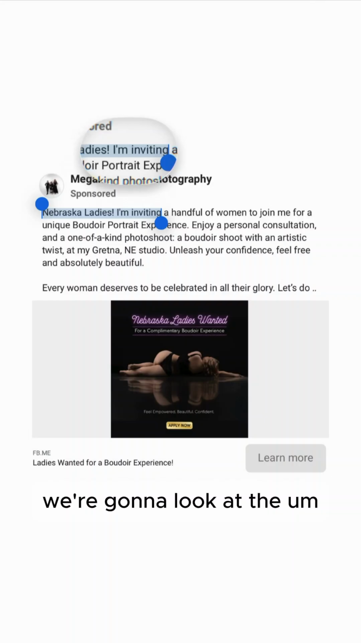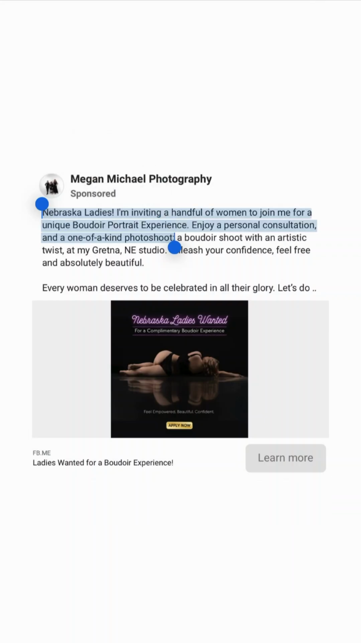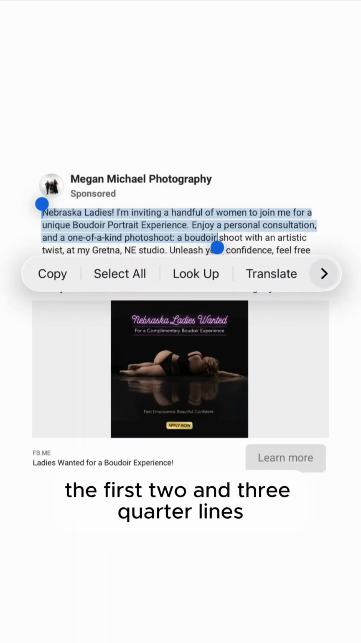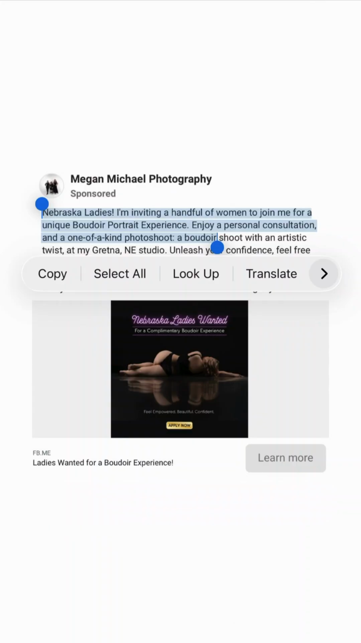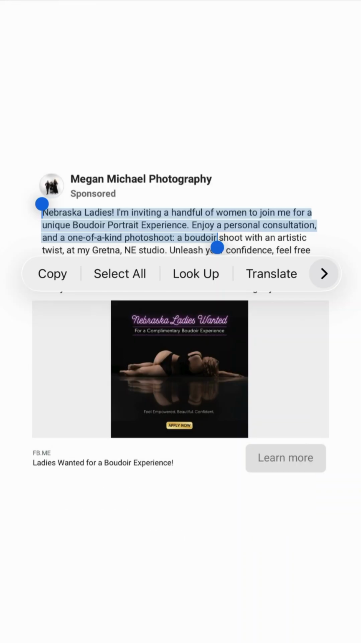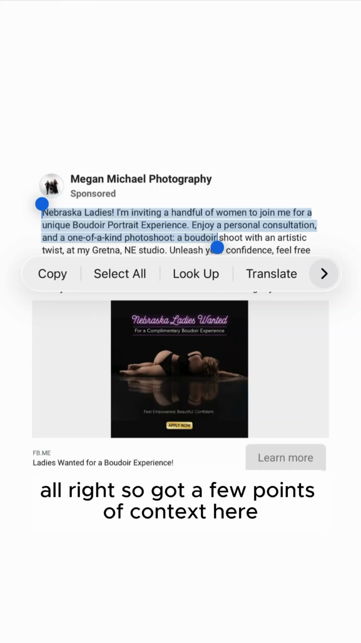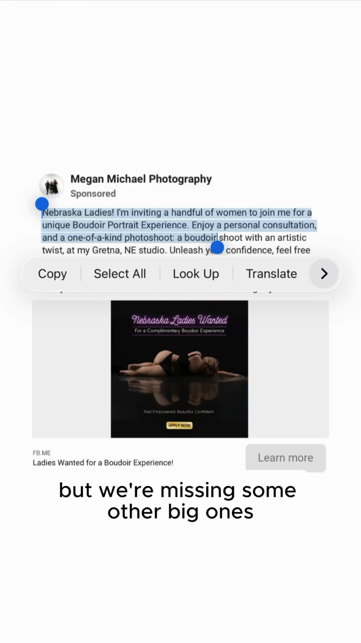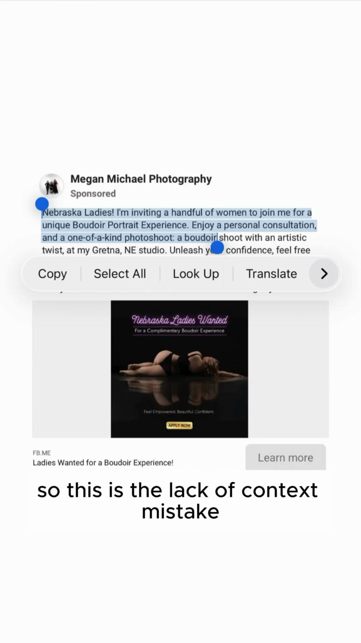Finally, we're going to look at the see more headline here, the first 2 3/4 lines on the Facebook mobile newsfeed. So we go: Nebraska ladies. Inviting a handful of women to join me for a unique boudoir portion during a personal consultation. All right, so we've got a few points of context here, but we're missing some other big ones. So this is the lack of context mistake.